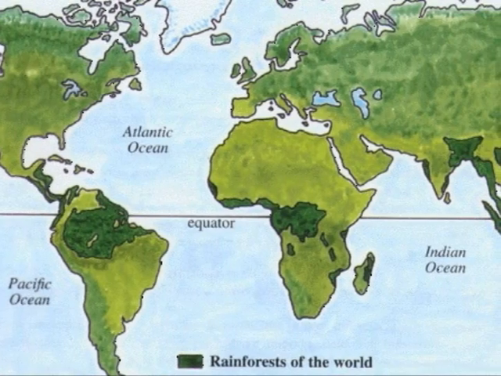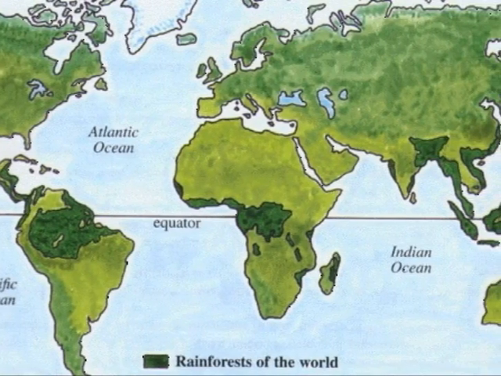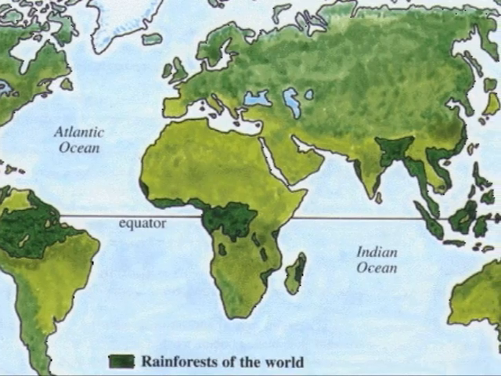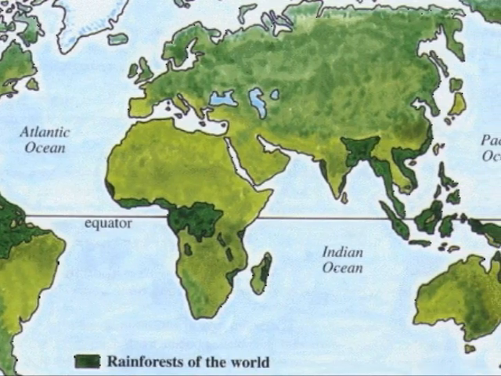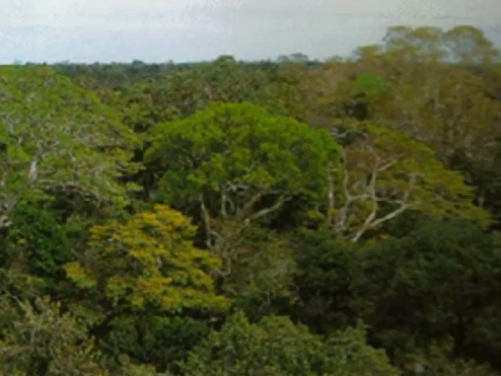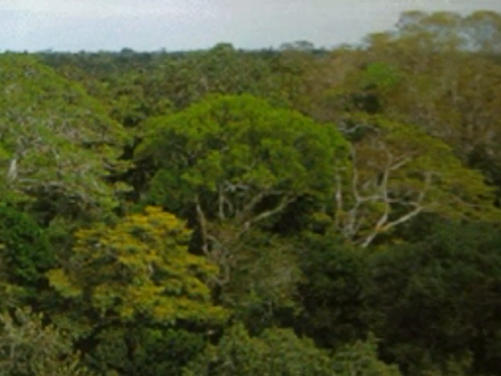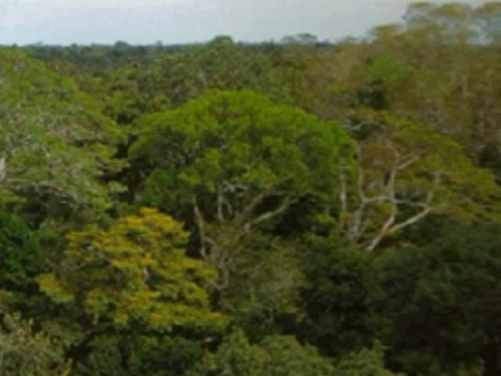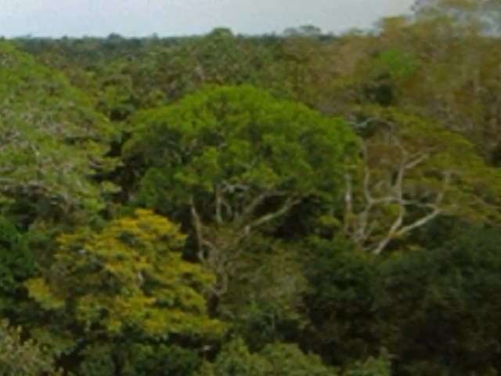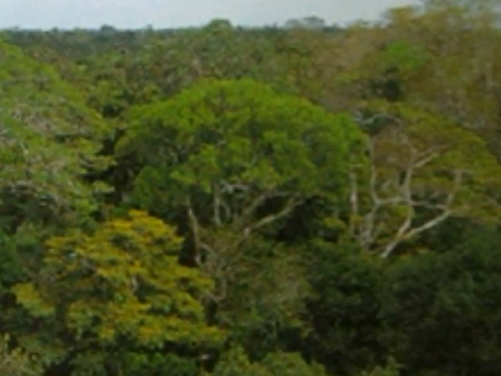This is a map that shows the location of the world's tropical rainforests. Rainforests cover a small part of the Earth's surface. In an average year in a tropical rainforest, the climate is very humid because of all the rainfall, which amounts to about 250 inches per year.